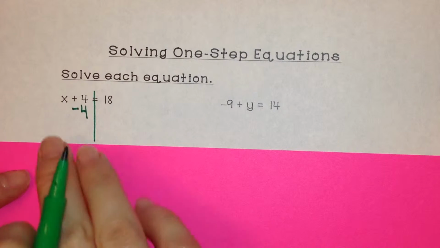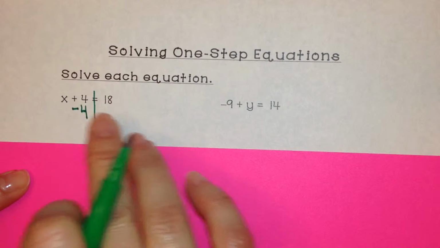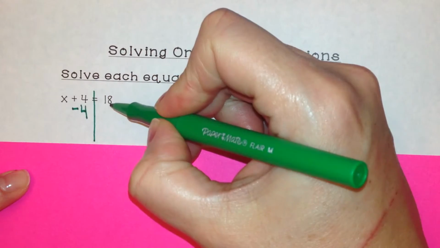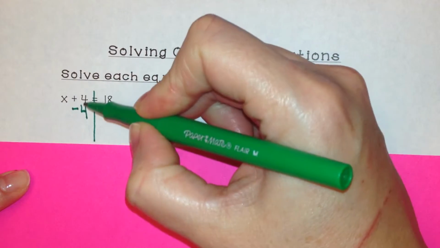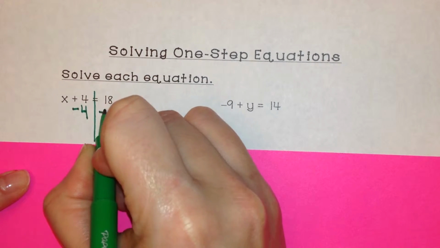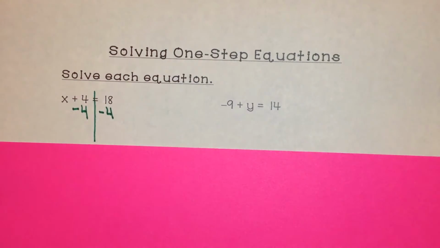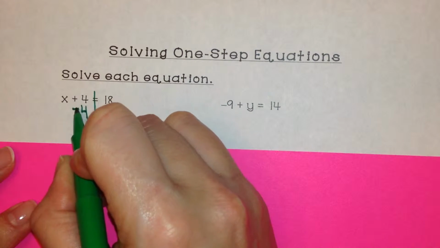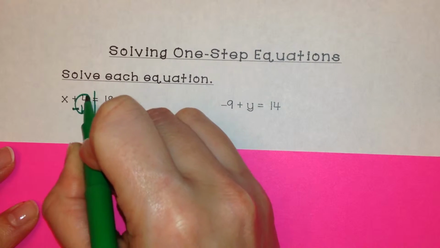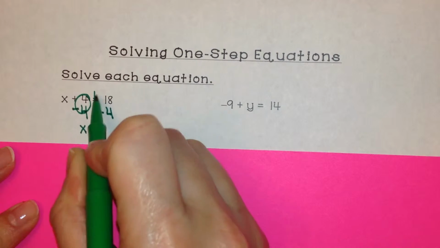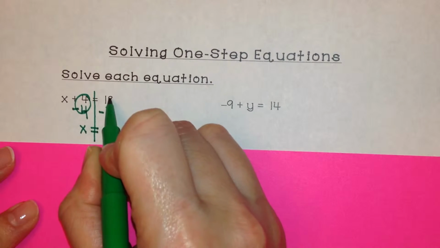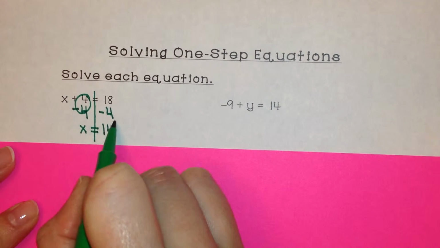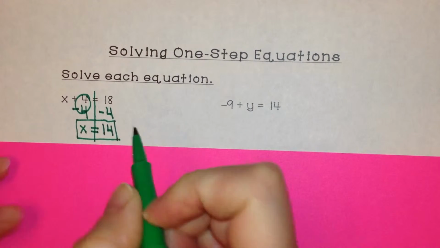But if we just subtract 4 from one side of the equal sign, it won't keep the two sides balanced. That equal sign means that the two sides are equal to each other. So anything we do to one side, we have to do to the other side of the equal sign in order to keep the two sides balanced. So I have 4 minus 4, which is 0. I'm going to bring down my x, bring down the equal sign, and 18 minus 4 leaves me with 14. So I know x is equal to 14.